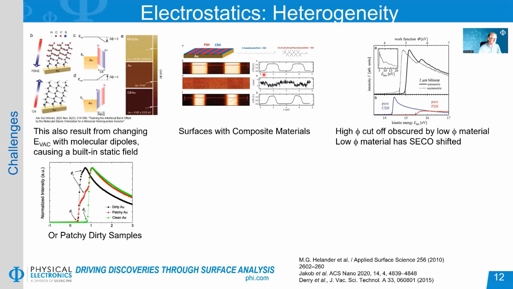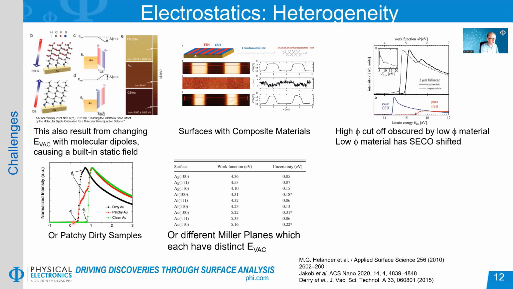You can also get the same effect, but instead of having purposefully heterogeneous materials, if some of your material is clean and some of your material is dirty, adsorbates on the surface of a material can change the work function. If those adsorbates are only on part of your sample, so you have some patchy areas that are clean, some patchy areas that are dirty, then you'll get an ugly looking secondary electron cutoff. Or you can even have just different Miller planes, right?